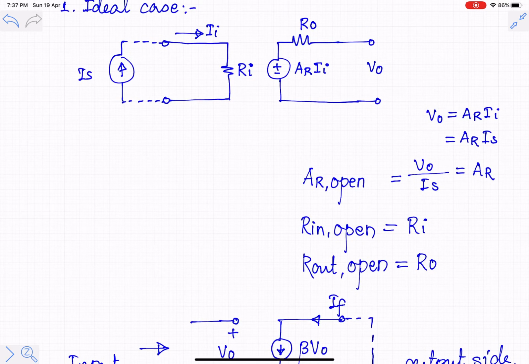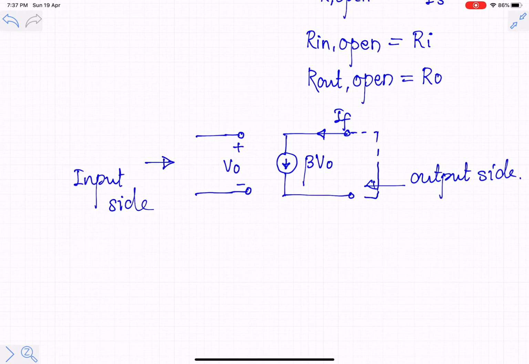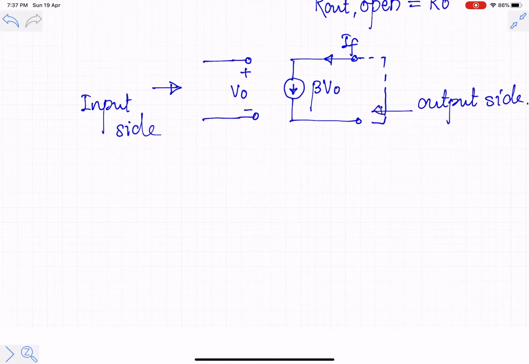So you can see that the unit of gain of a transimpedance amplifier is that of the resistance, while the feedback factor beta has unit of current divided by voltage. So it is that of a conductance. So loop gain, which is equal to beta into A, is a unitless quantity again.